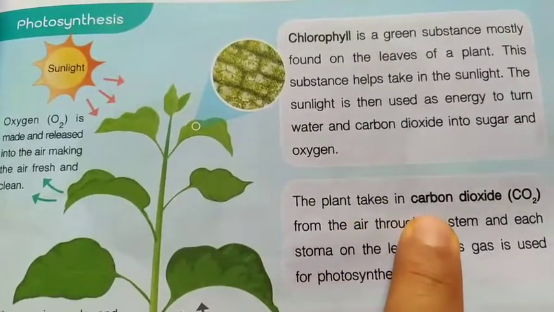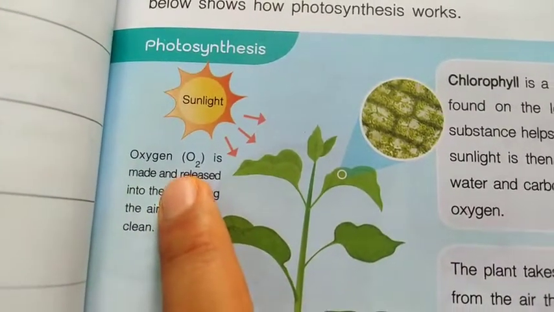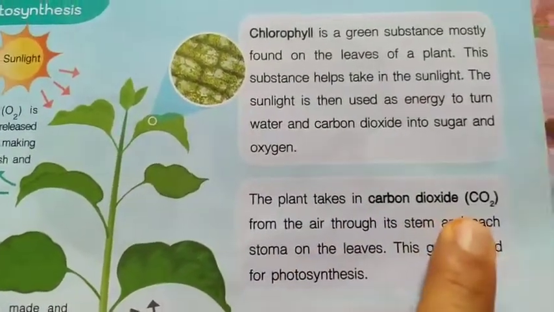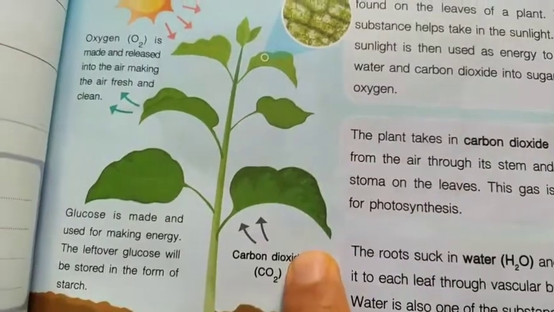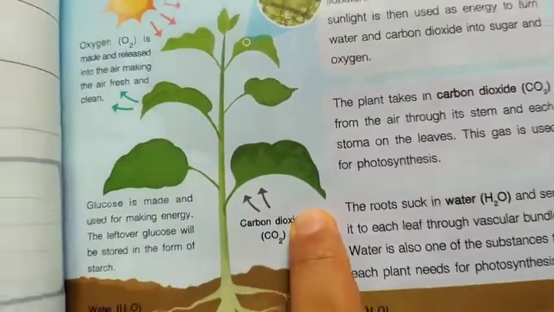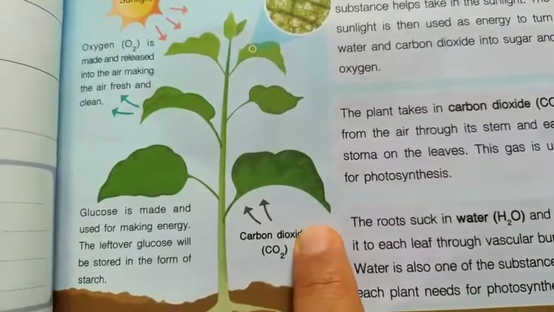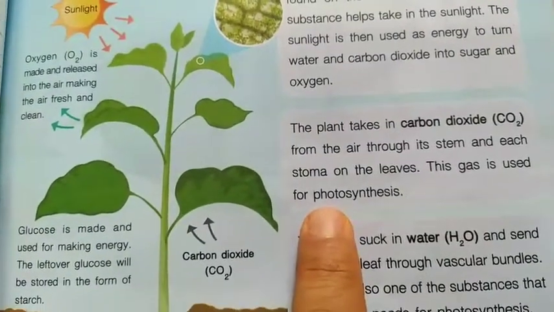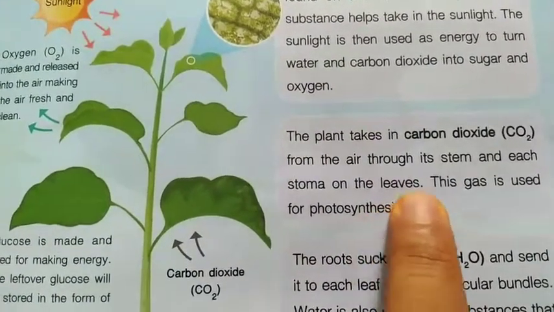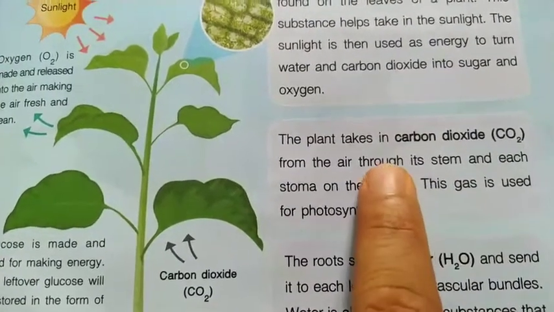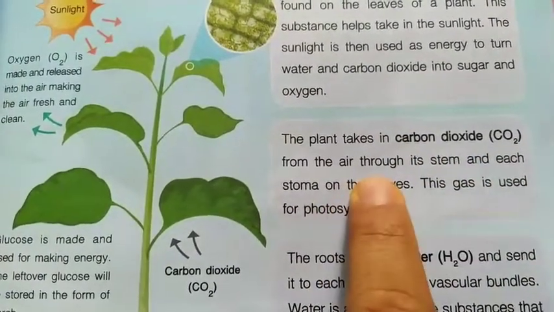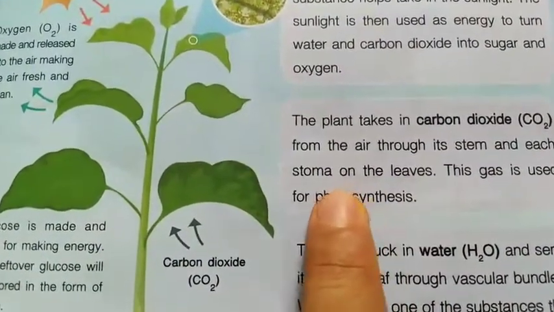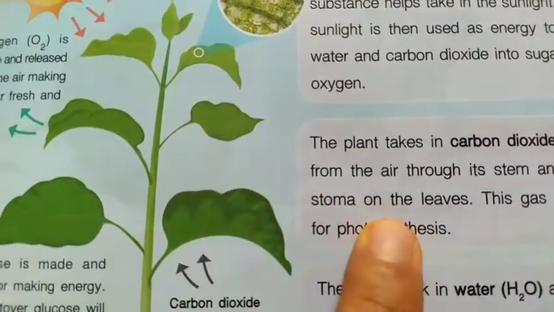So, the plant takes in carbon dioxide. Oxygen is O2; carbon dioxide is taken in by the plants. There is carbon dioxide from your body, even from your nose, even from the smoke of vehicles; there's a lot of carbon dioxide around. So what happens? The plant takes in carbon dioxide from the air or anywhere through its stem and its stoma in the leaves. There are little holes here called stoma. We know that one.